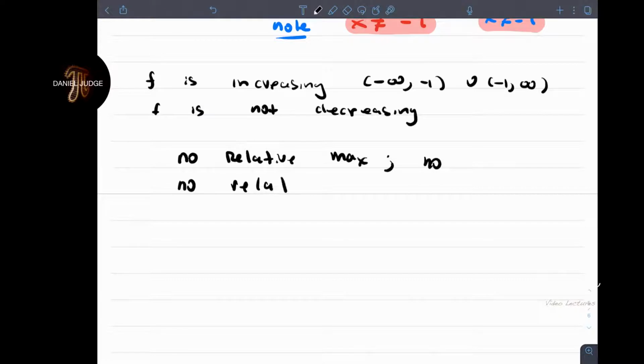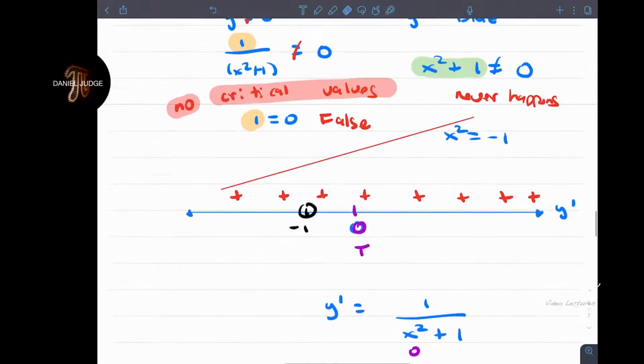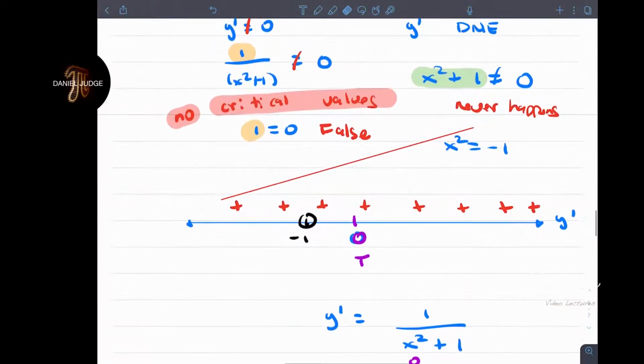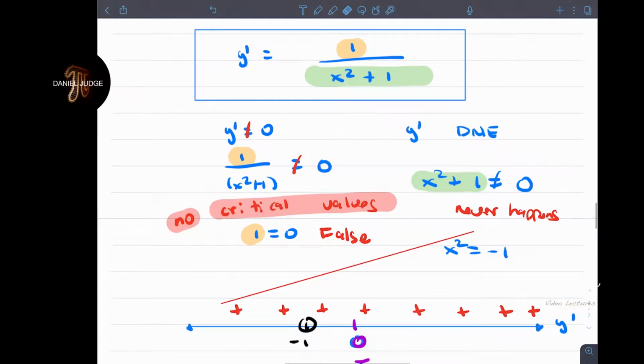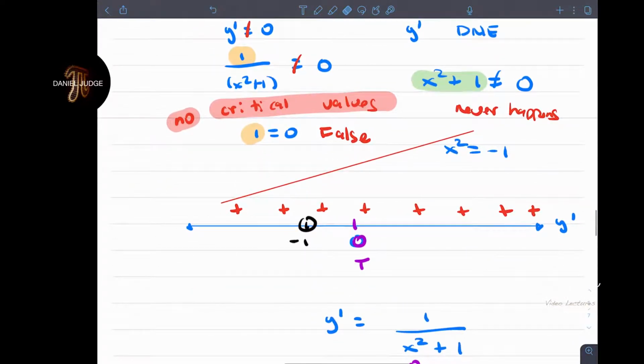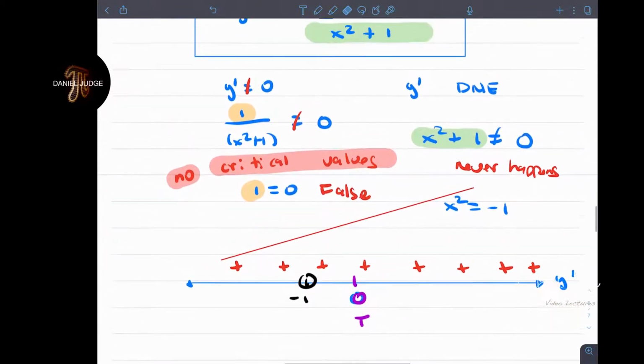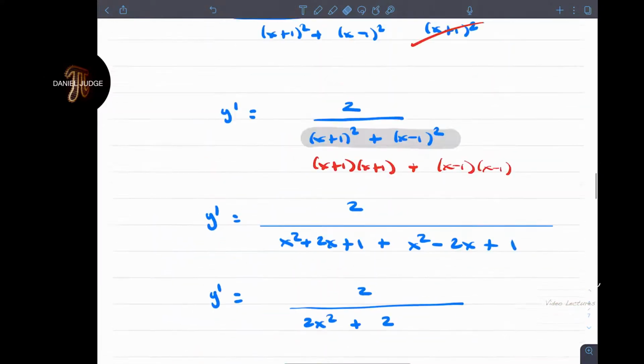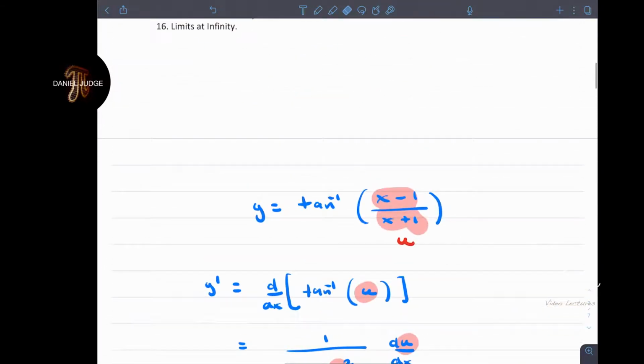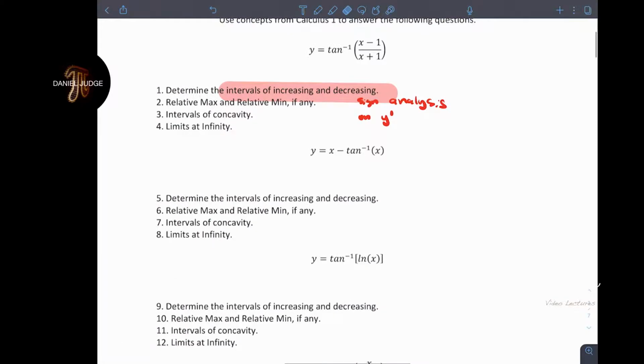You don't change your increasing, decreasing. There's no hills and valleys. Okay, there's no hills and valleys here. What comes next? They ask us in this situation here. What comes next here?